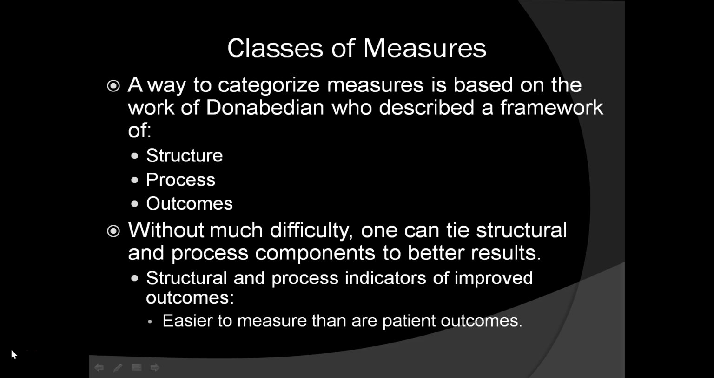Now, a way to categorize measures is based on the work of Donabedian, who described a framework of structure, process, and outcomes. Without much difficulty, one can tie structural and process components to better results. Structural and process indicators of improved outcomes are easier to measure than are patient outcomes.